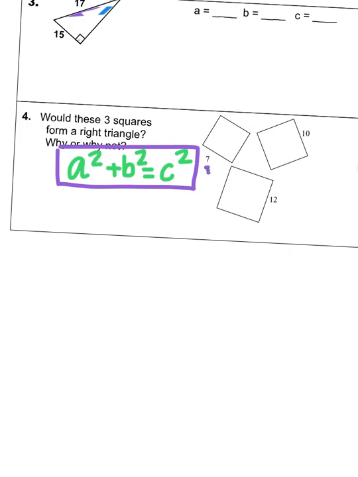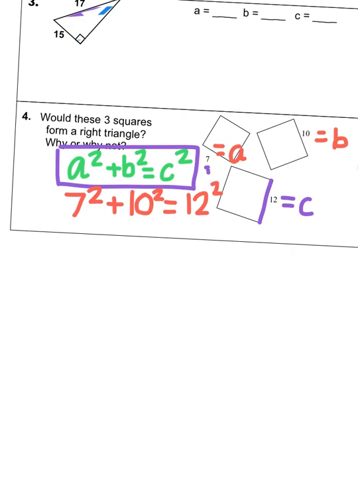So first, find your hypotenuse. Which one is the longest side? That would be 12, so that has to be our C. Now the other two are interchangeable. We'll just say that one is A and the other is B. Let's substitute and solve. So A is 7, so substitute 7 for A. B is 10. I'm just looking back at my equation and what I'm substituting. And C is 12. Let's see if this relationship proves to be true.